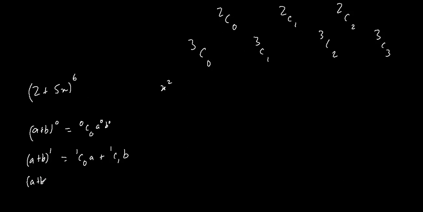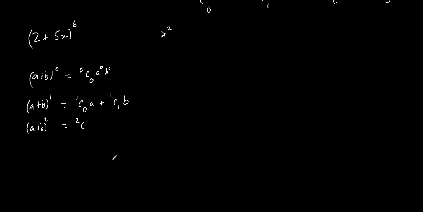A plus b squared, then I start off with a 2. You see how the highest power and the thing on the top is the same thing. 2c, and this shows the row we're talking about, and then this shows the term, starting counting from 0, because some people like counting from 0 because they can. 2c0 a squared plus 2c1 ab plus 2c2 b squared. 2c2 and 2c0 are the same thing, so it can go back to front as well.